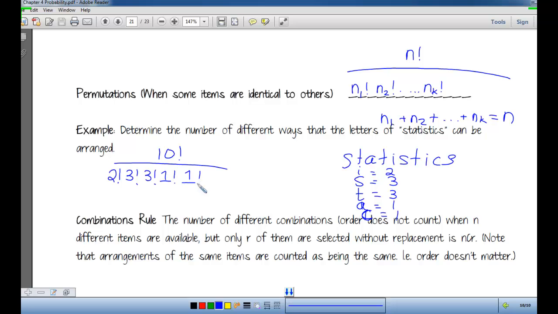1 factorial is just 1, so don't spend a lot of time keying that in. 2 factorial is just 2. 1 times 2 is 2, so don't spend a lot of time keying that in. And the rest of it, except for maybe the 10, you could do in your head. 3 factorial is 6, so 36 times 2 is 72. So 10 factorial divided by 72 is 50,400. Okay, did everyone get that answer?